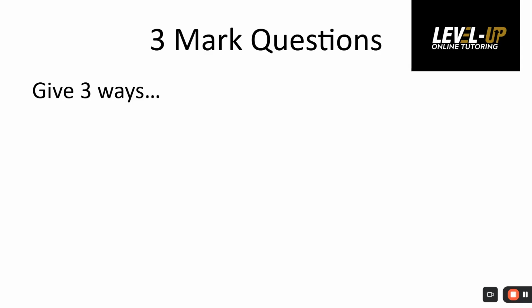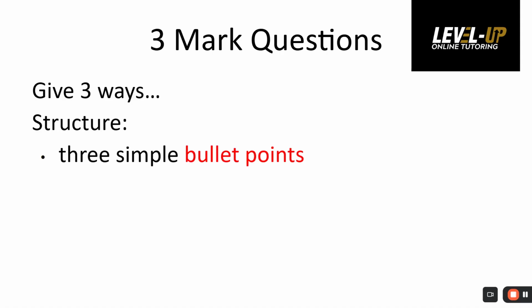So the first 3-mark question is a give 3 ways question. Now, what you have to do here is 3 really simple bullet points. In some cases, this can be singular words where appropriate. This isn't always going to be appropriate. You might need to write a little bit more just to give some context. However, you can get away with, in some instances, using singular words as your answer.